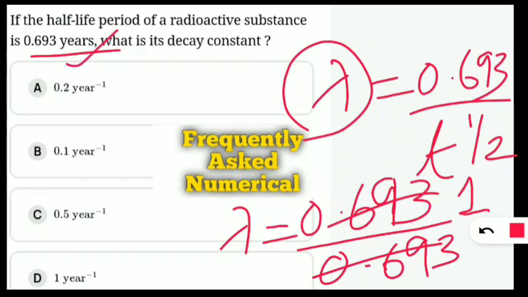So here option D will be correct, that is, 1 year inverse will be the decay constant of this radioactive substance, which has a half-life period of 0.693 years. So lambda will be equal to 1 year inverse. In this way you can solve this question very easily. I hope you are noting down this formula. Let's move to the next frequently asked question.